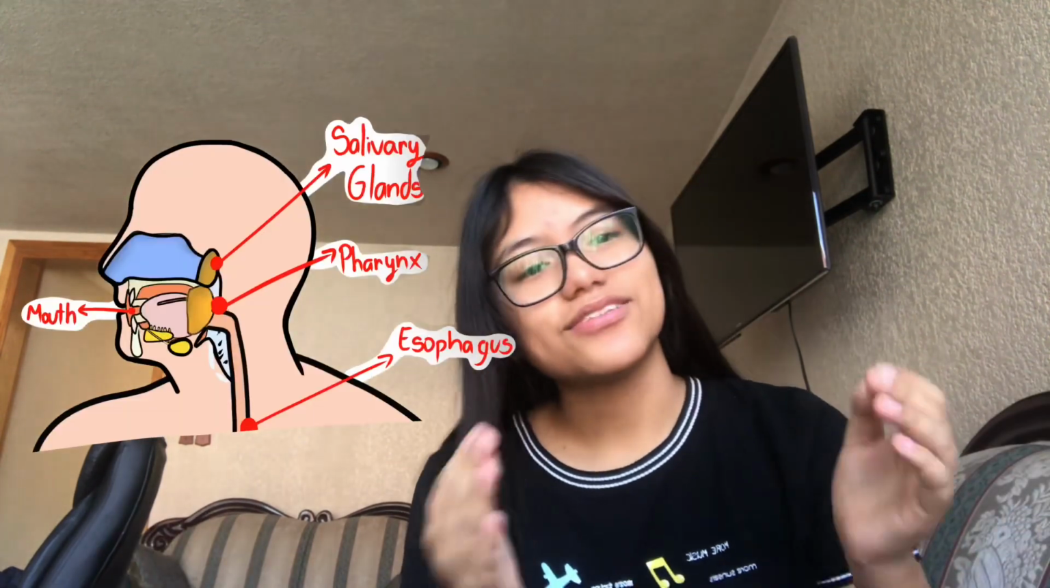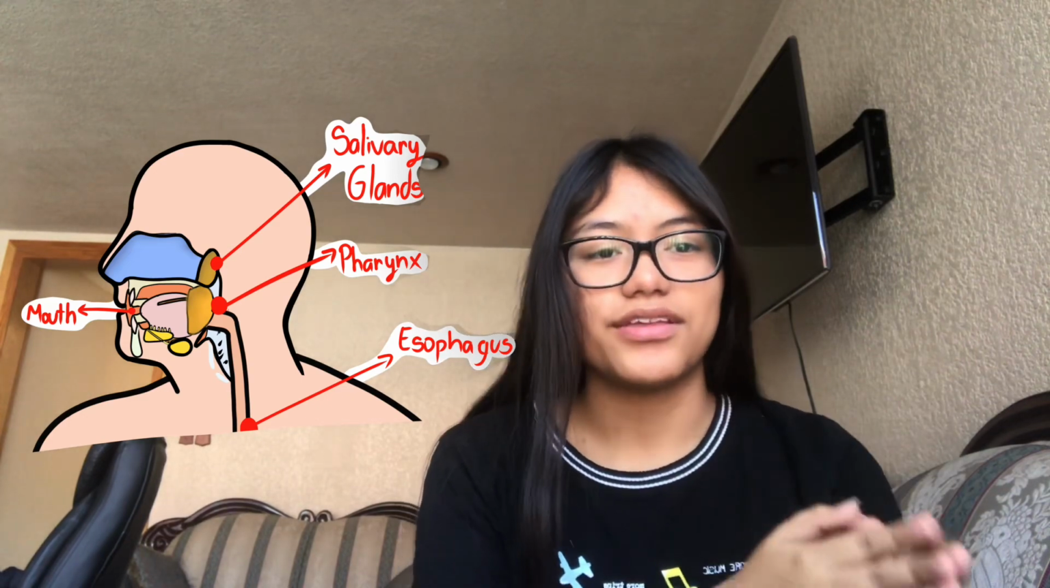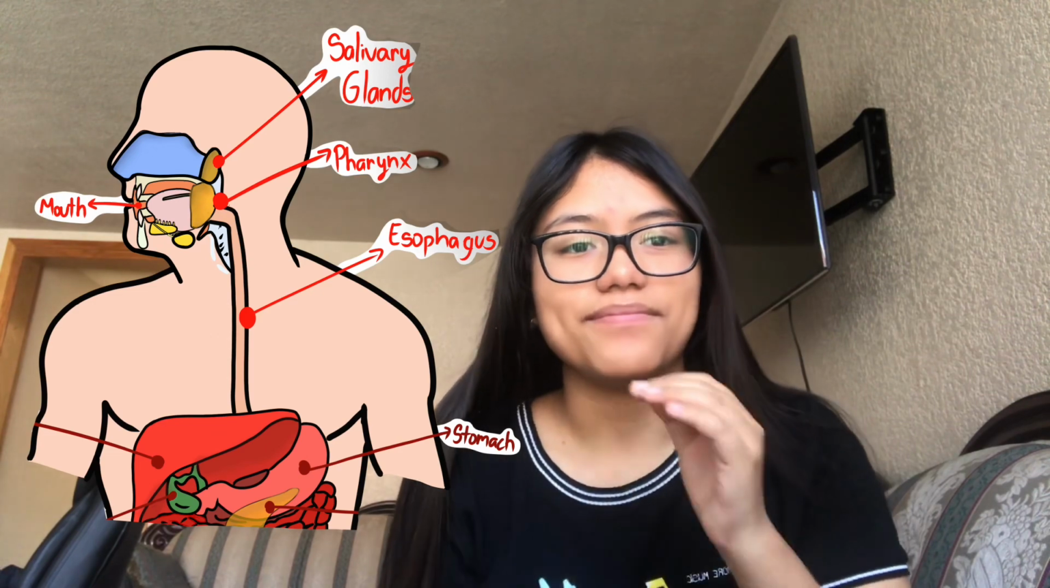Then it passes to the pharynx that communicates the mouth with the esophagus. Then the food passes to the stomach by the peristalsis movement. The esophagus ends with the sphincter that controls what enters or what leaves the stomach. When it is in the stomach, the gastric acids and enzymes break down the bolus and form the chyme.